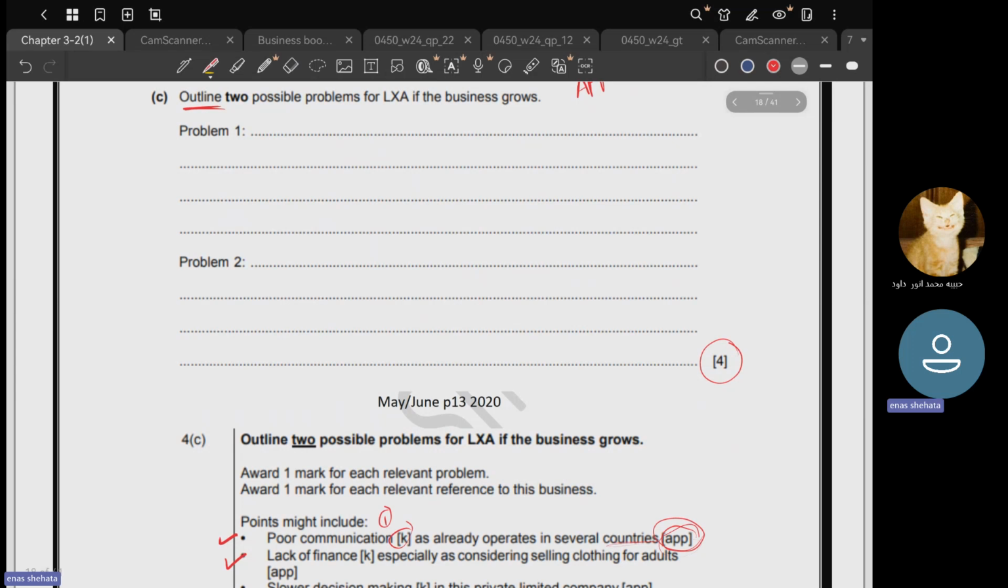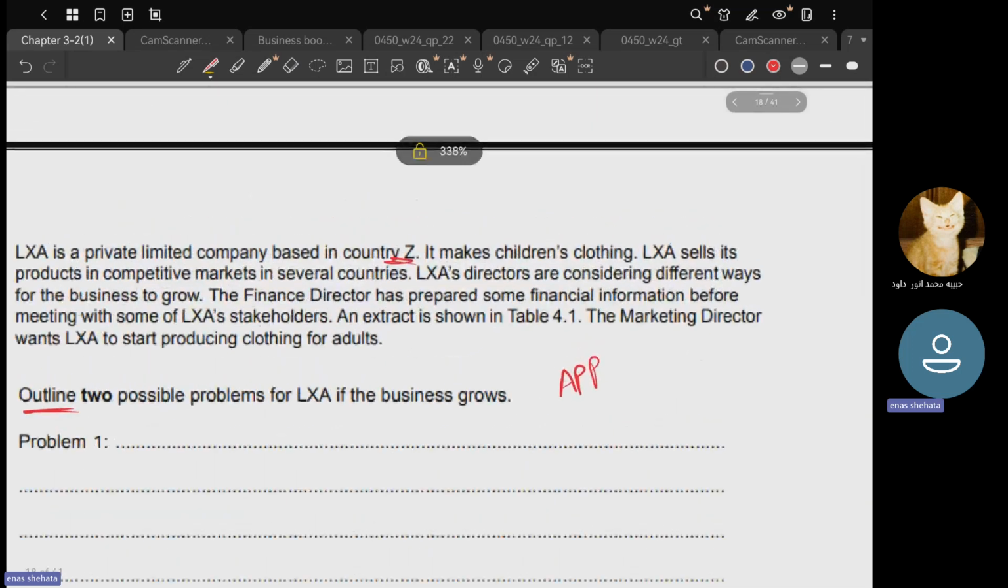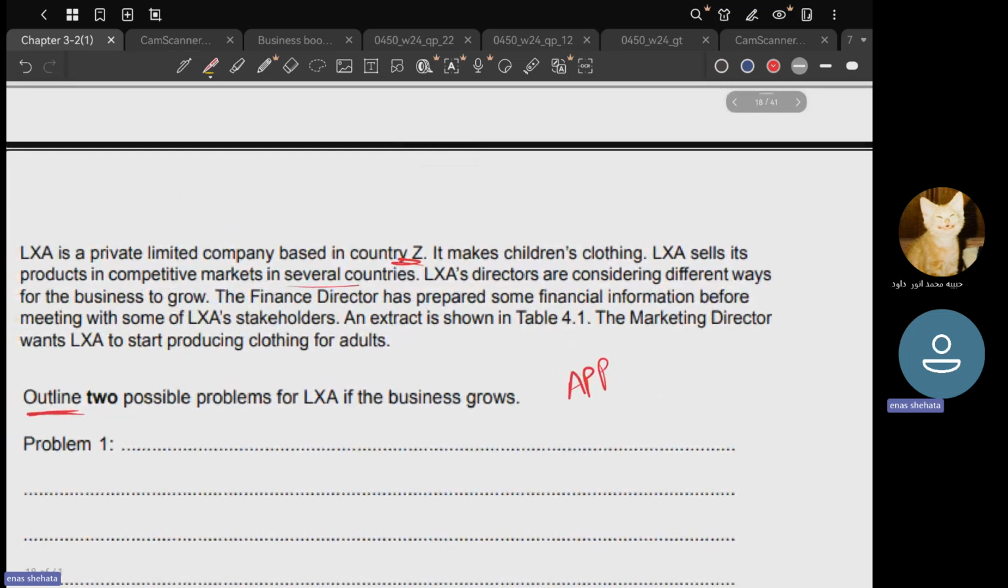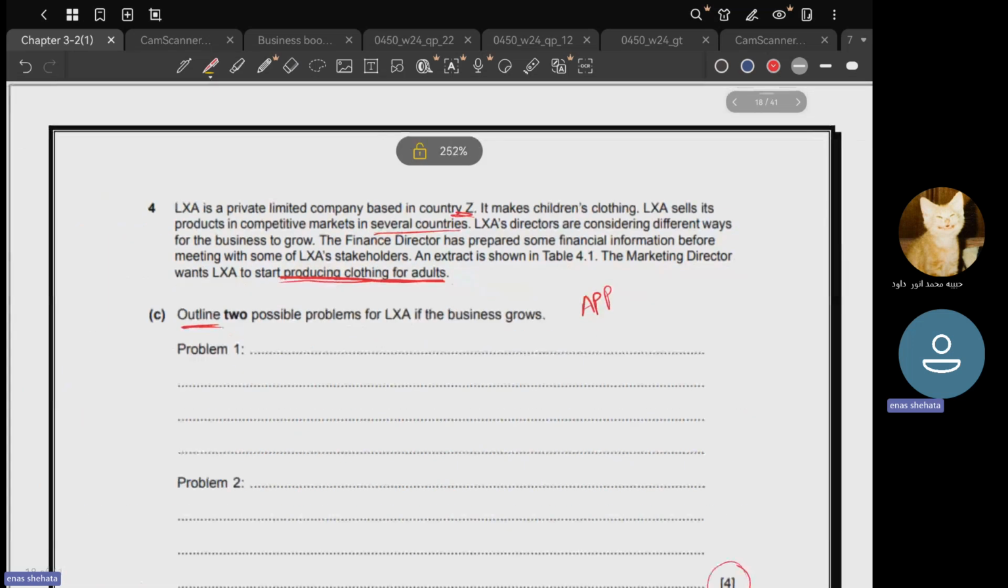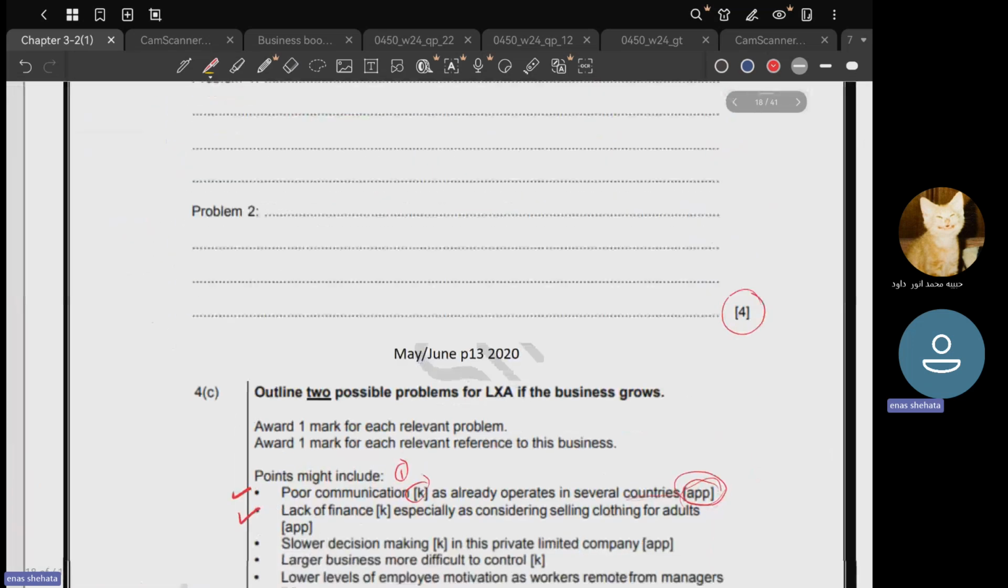طيب lack of finance ادي خدت بوينت على النولج especially as considering selling clothing for adults. انت عايز تعمل new business selling clothes for adults فمحتاج new design، محتاج new machine، وانت ممكن يكون عندك lack of finance. يبقى again APP بجيب application من الكيس نفسها، ارجع للكيس نفسها. اهو هنا قال لي in several countries، خدت كده الابلكيشن بتاع الاولانيه. طيب الابلكيشن بتاع البوينت الثانيه اللي هو قال لي start producing clothing for adults. طالما غيرنا البرودكشن بتاعنا يبقى اكيد محتاجين more money وانا ممكن يكون عندي lack of finance.